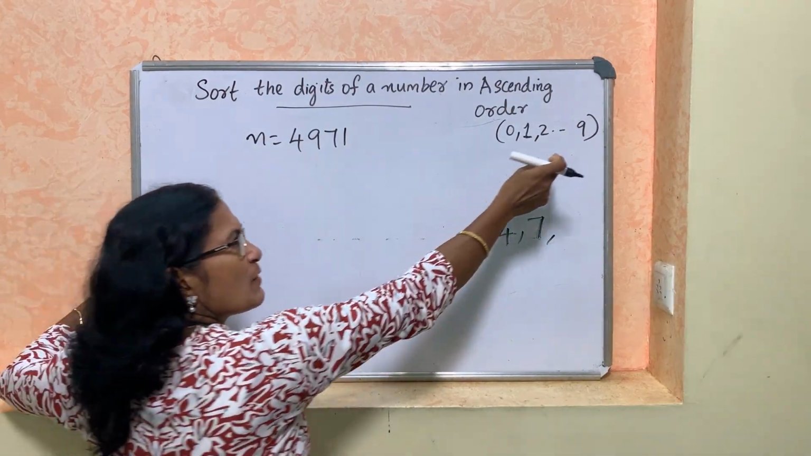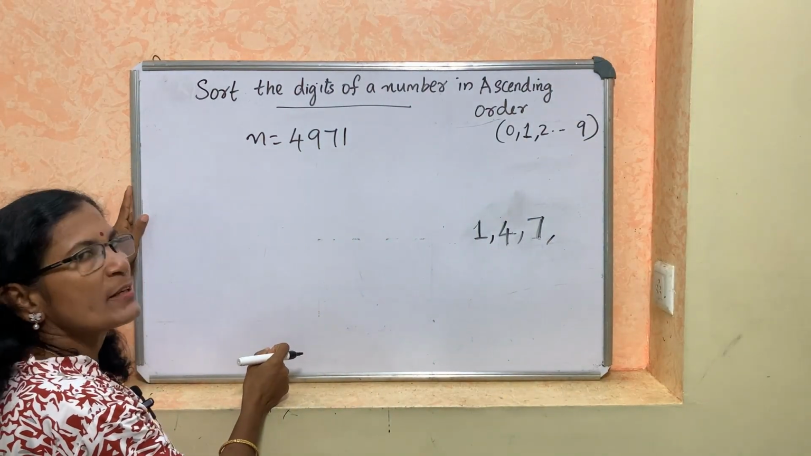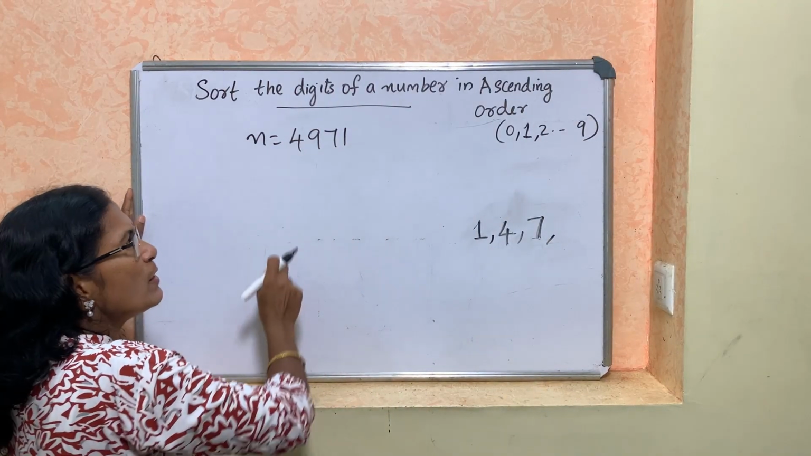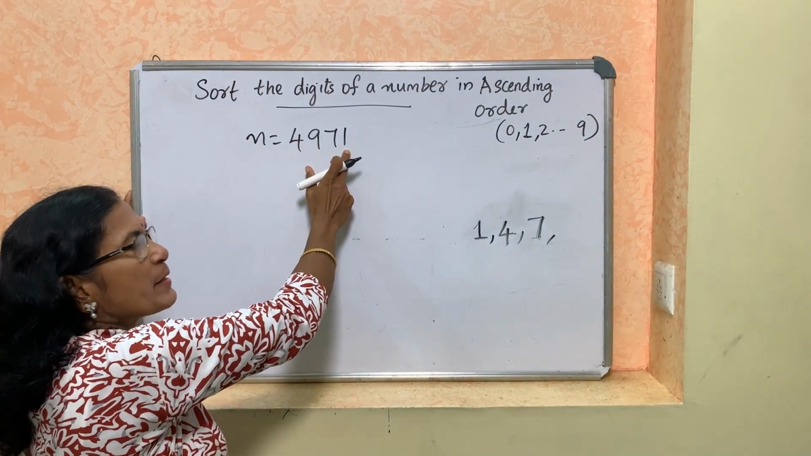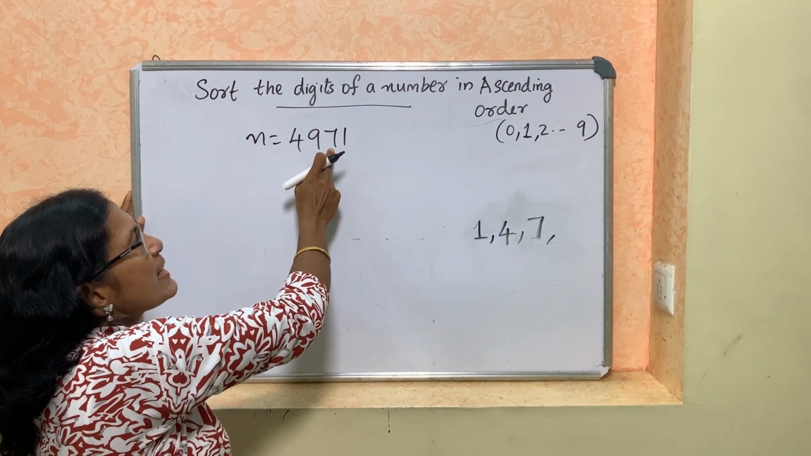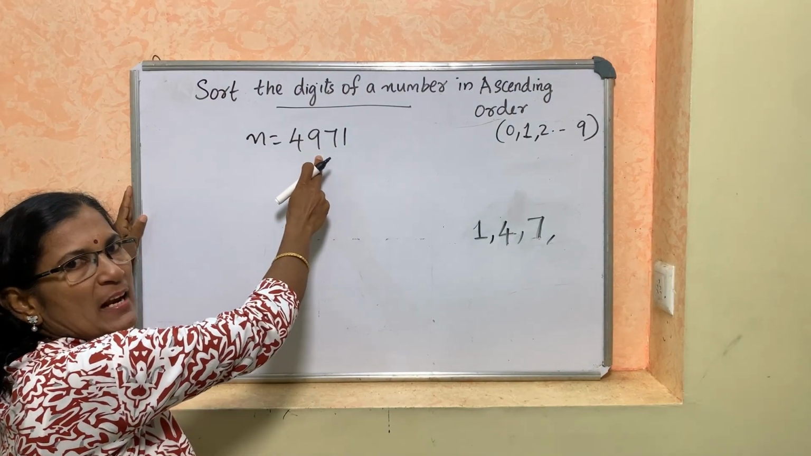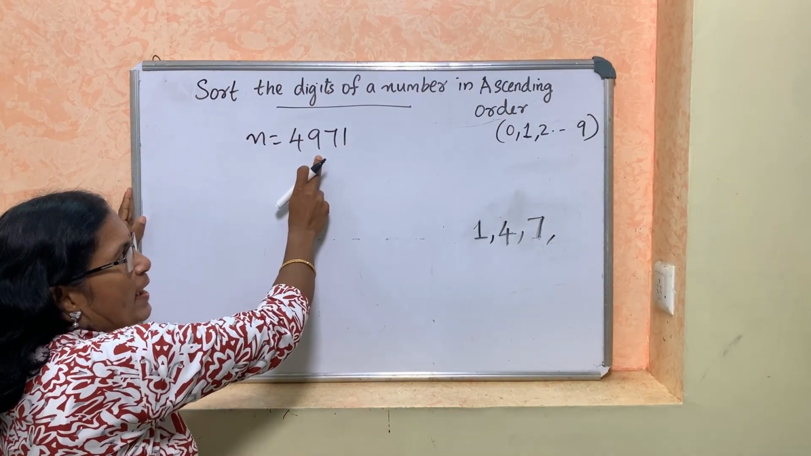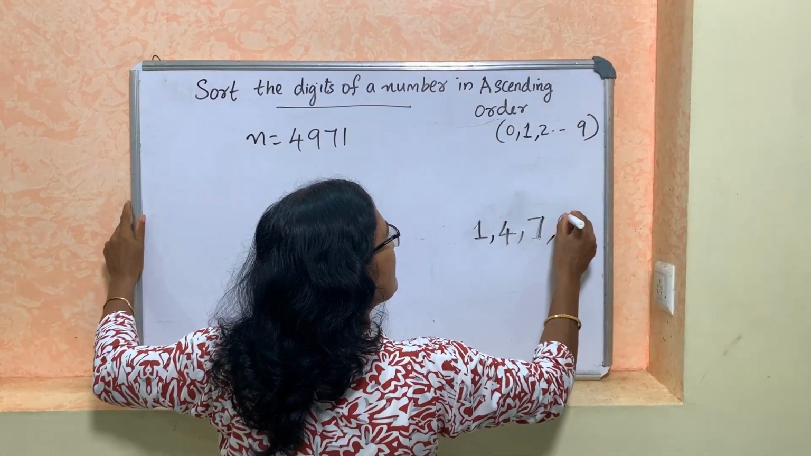The highest digit of the decimal number system is 9. Now we are going to look for the occurrence of 9 in the given number. The last digit of the given number is not 9, it's 1. The second last digit is also not 9, it's 7. And the third digit from the last is 9. So as we found an occurrence of the digit 9, we have to write it.